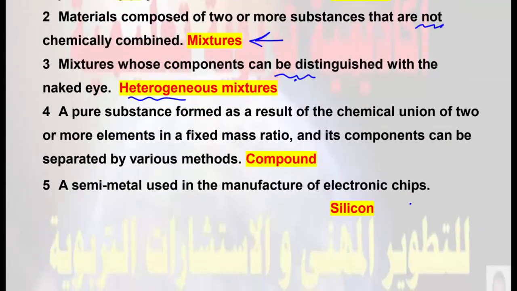A pure substance formed as a result of chemical union between two or more elements, in a fixed ratio, right away it's a compound. Semi-metal used in manufacture of electronic chips, it is silicon.